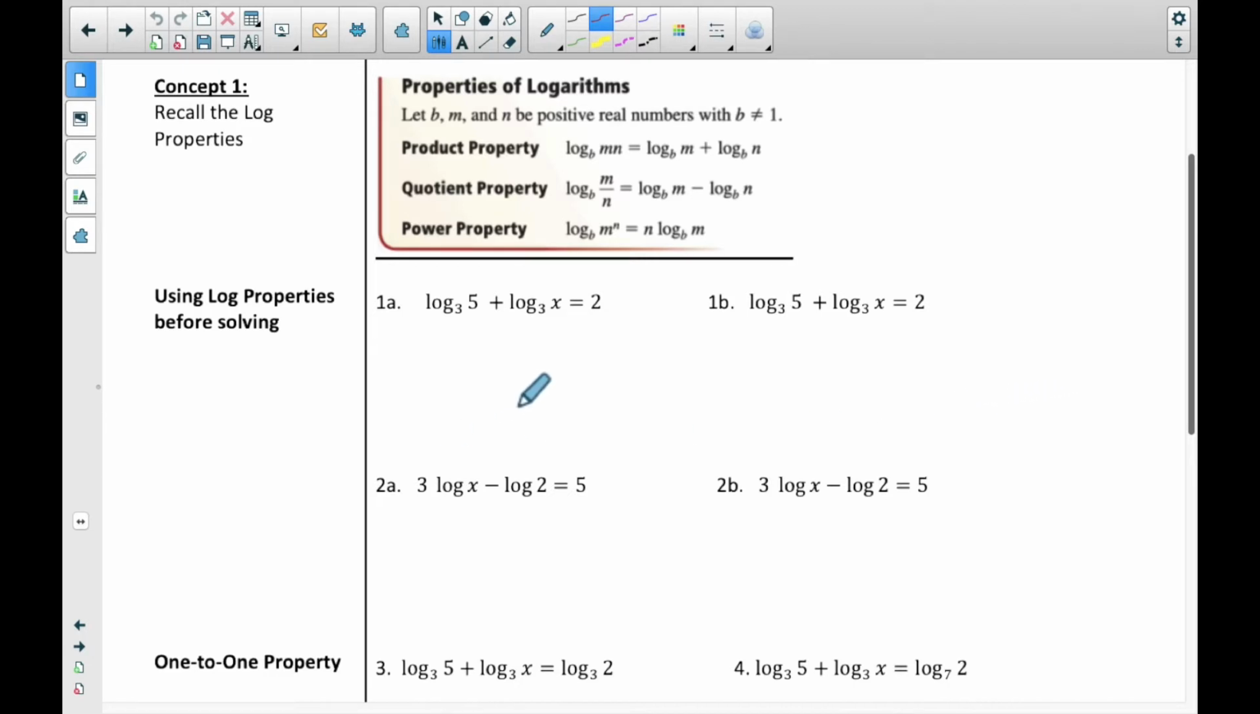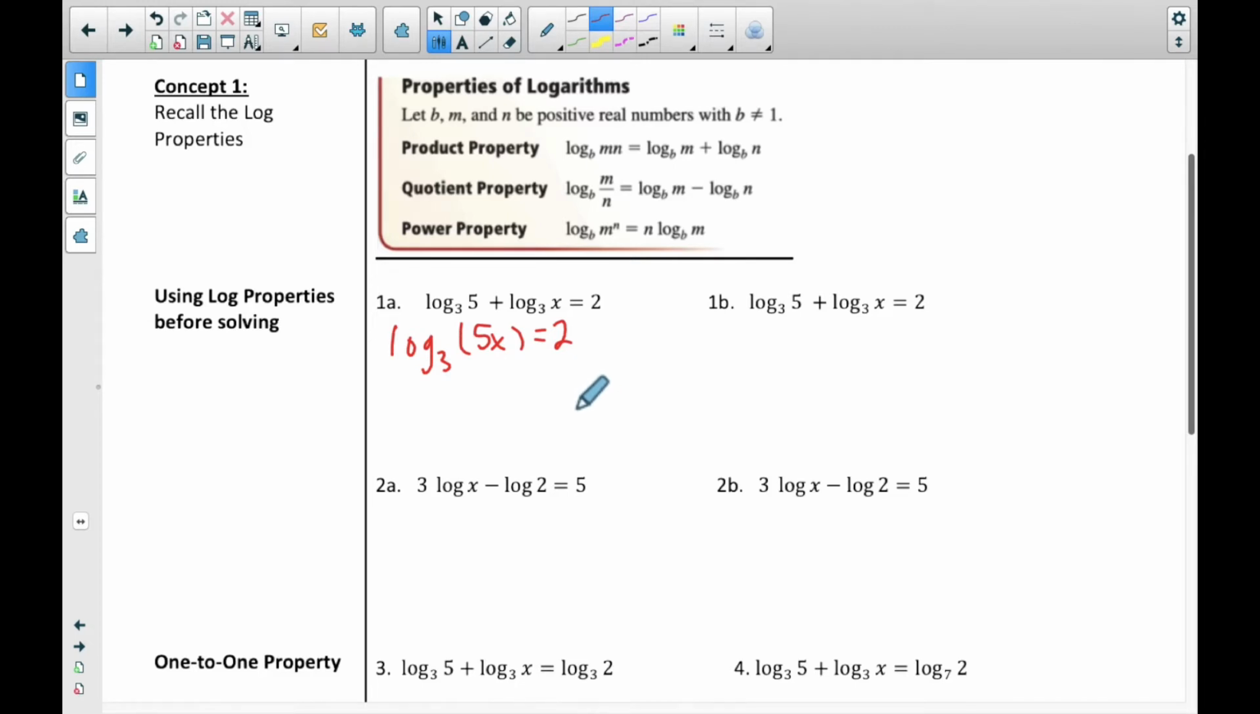So we have to combine things, condense things before we can solve it. In other words, the other day we learned that if there's a plus here, that means we multiply. So I'm going to change this and condense this to a multiplication problem. I changed it from a plus to log base 3 of 5x is equal to 2.